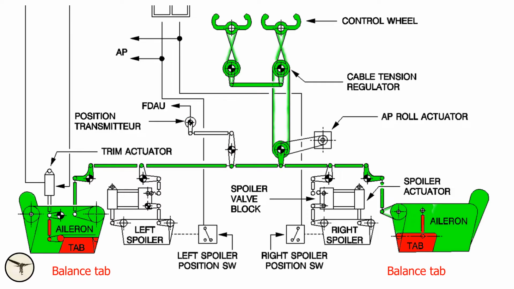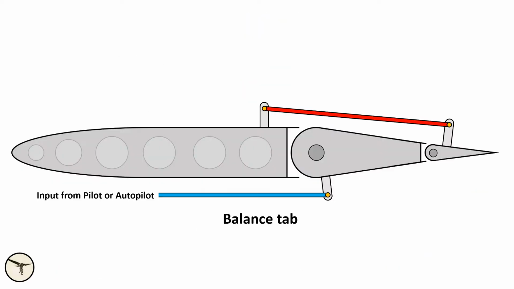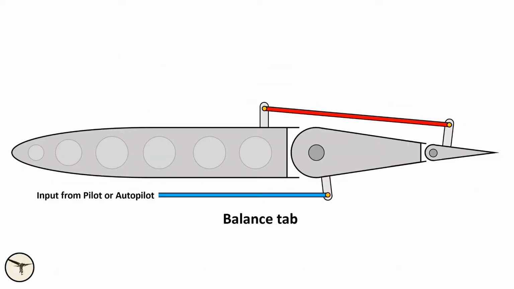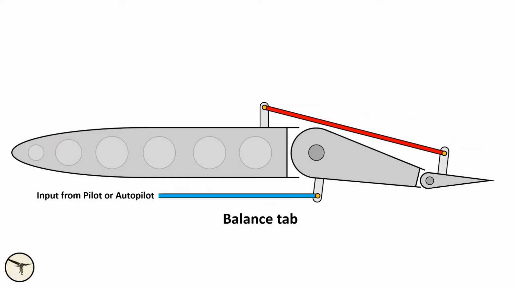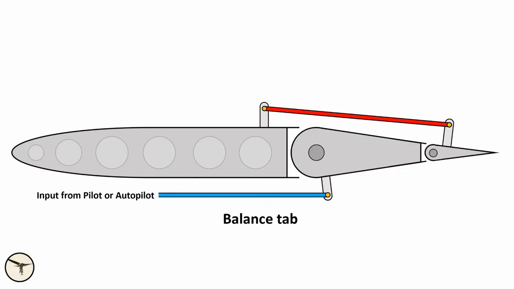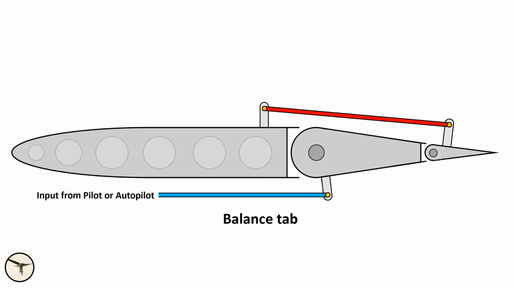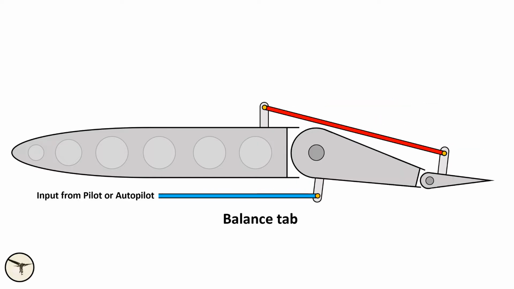On early ATR variants, including the first 500s, the ailerons have balance tabs. The balance tab is connected to the aileron and moves in the opposite direction of the aileron. This creates an aerodynamic force that assists in moving the aileron. However, the control force increases with the airspeed.